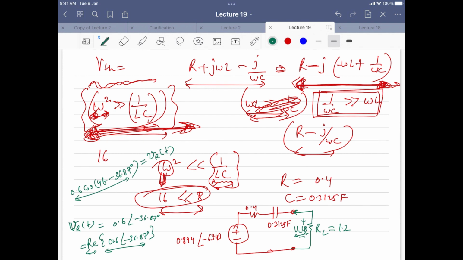Any questions here related to this calculation? I guess you can do that right now. It's very easy, right? Voltage division only. Okay, so let's move to some more questions.